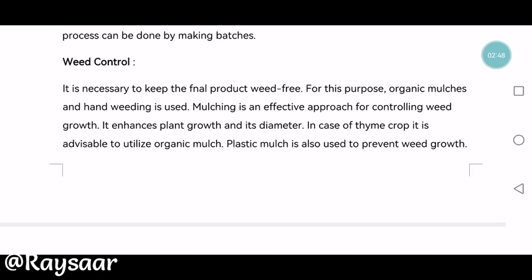It is necessary to keep the final product weed free. For this purpose, organic methods and hand weeding are used. Mulching is an effective approach for controlling weed growth. It enhances plant growth and its diameter. In case of thyme crop, it is advisable to utilize organic mulch. Plastic mulch is also used to prevent weed growth.